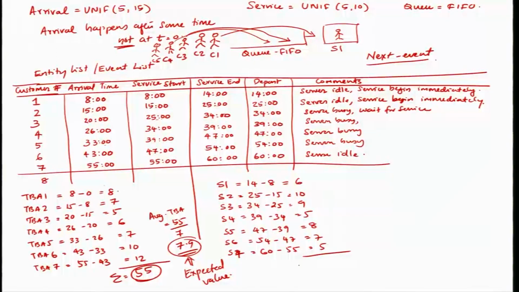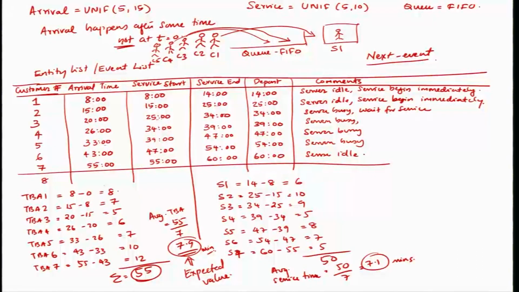Now, if you sum up the 7 values, you will get 5 plus 5 is 10, plus 8 is 18, plus 7 is 25, plus 10 is 35, plus 9 is 44, plus 6 is 50. So, your average service time is equal to 50 divided by 7, that is 7.1. So, 7.1 minutes is your average service time.